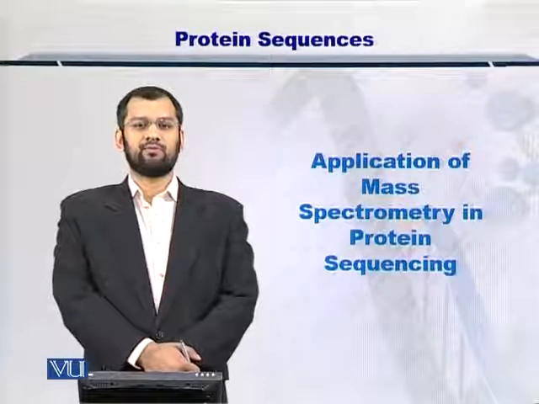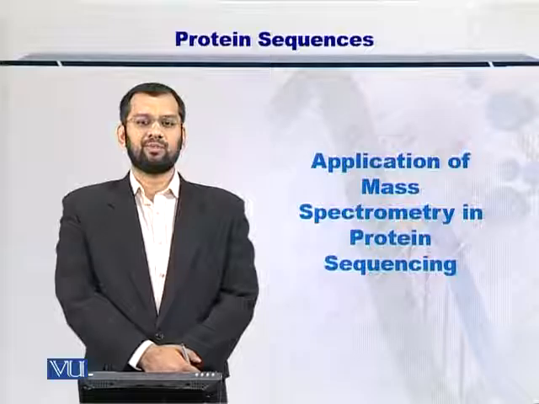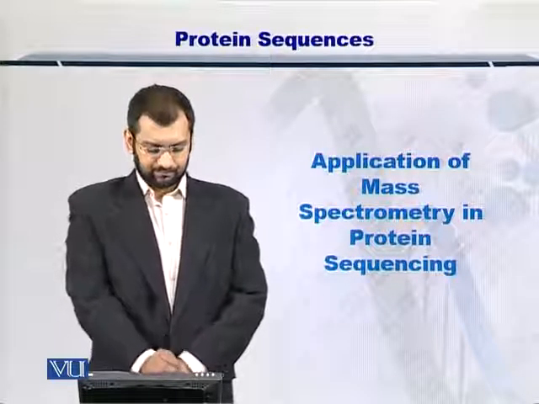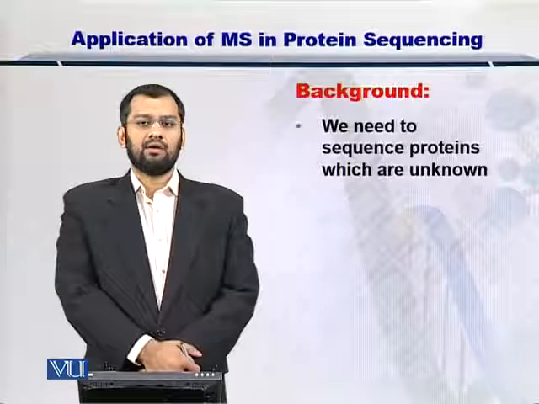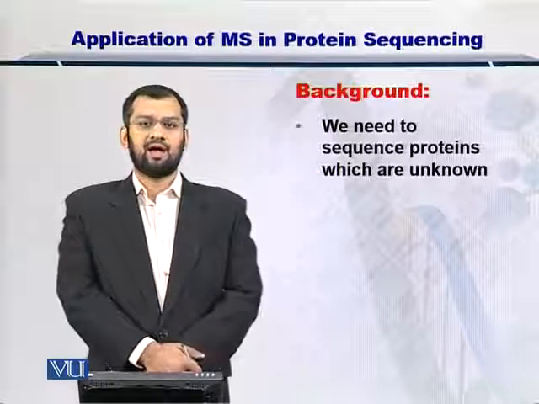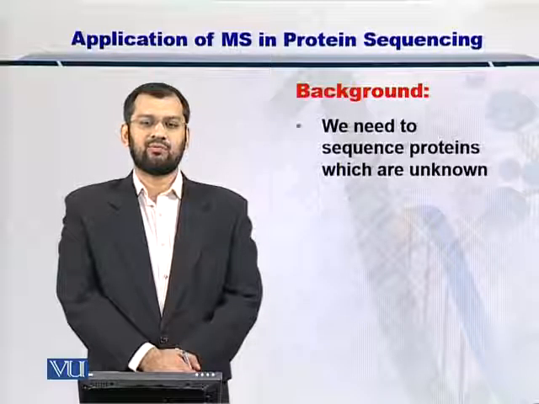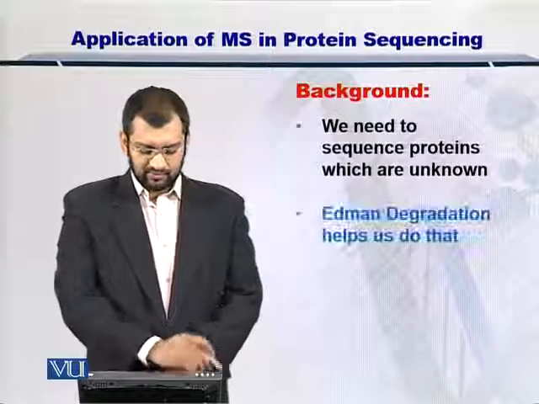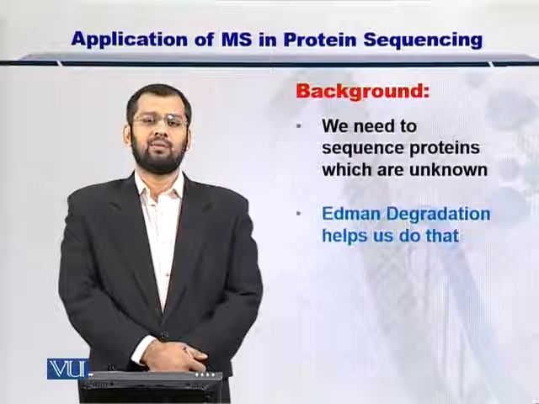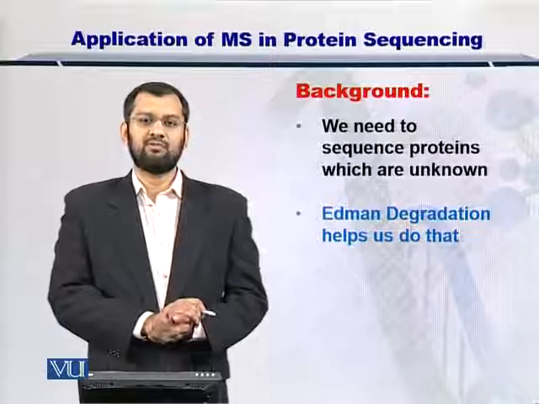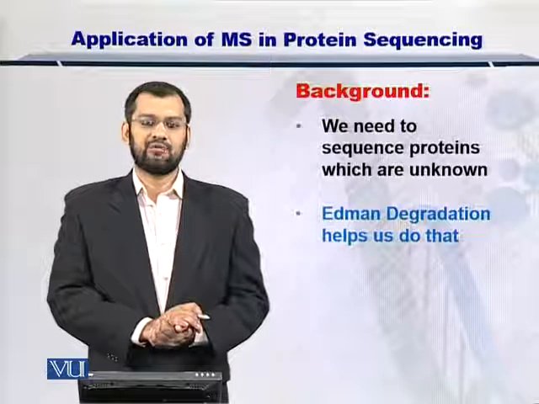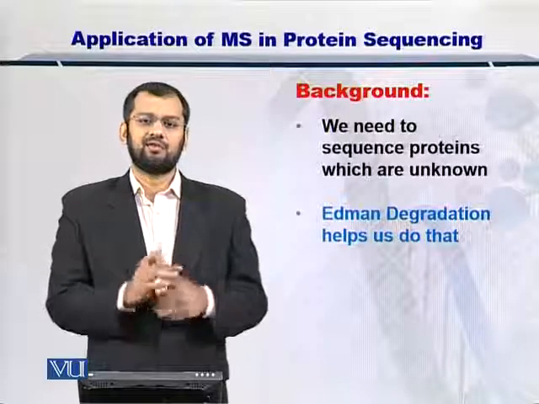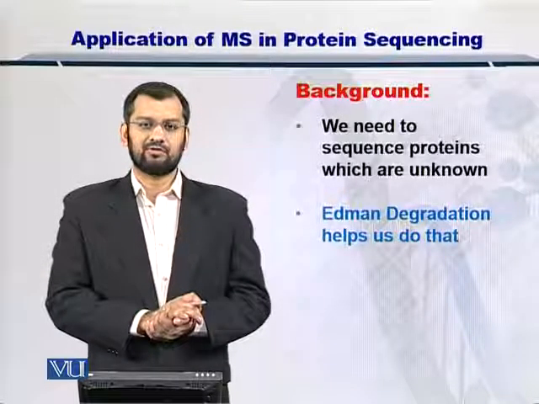Dear students, in this module, we'll look at how mass spectrometry can be employed in sequencing proteins. There are situations in the lab where you have to actually sequence unknown proteins. Of course, we have the Edman degradation process by which you can do that, but there are many limitations with Edman degradation, such as it does not allow you to sequence larger proteins and that it is a slow process, it is a tedious process.